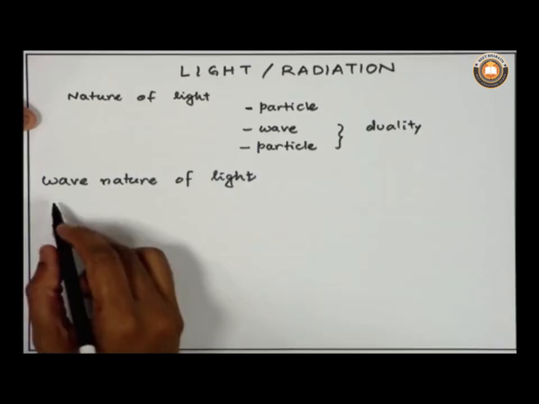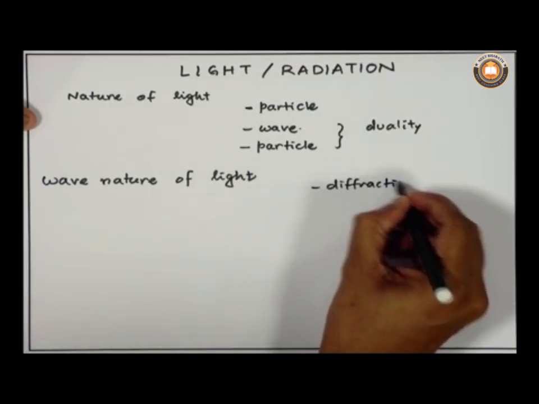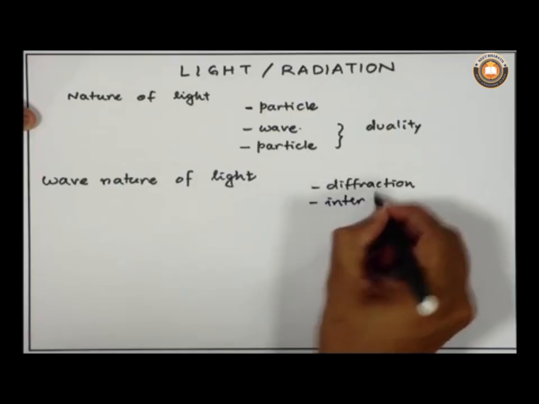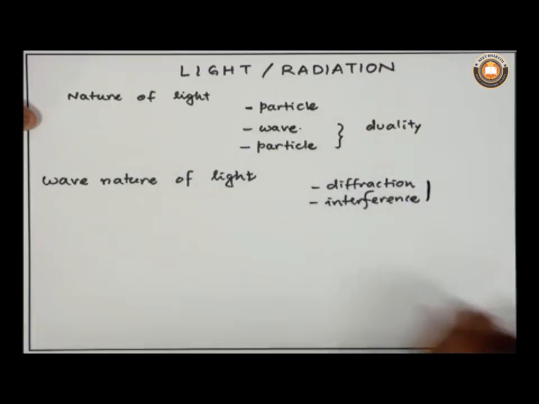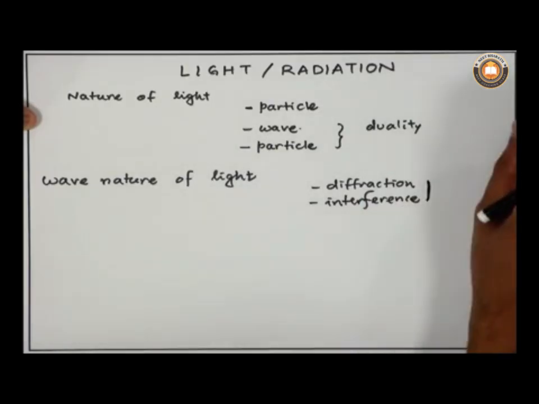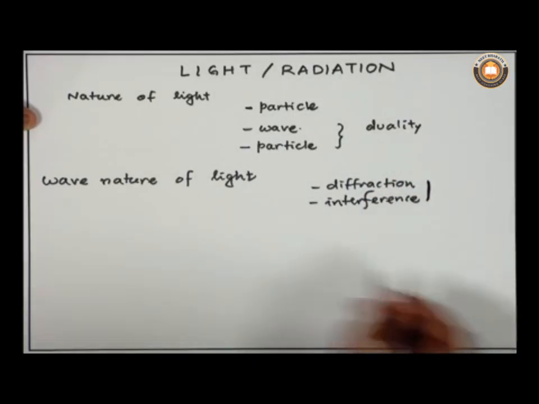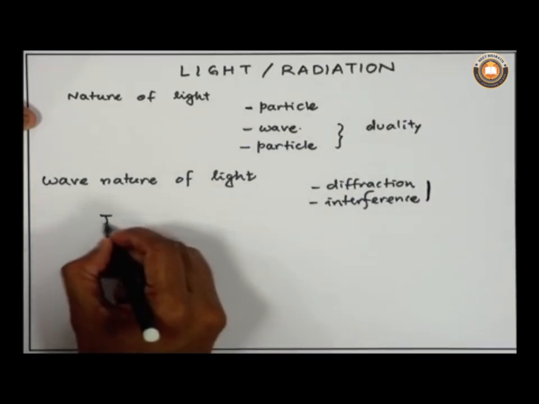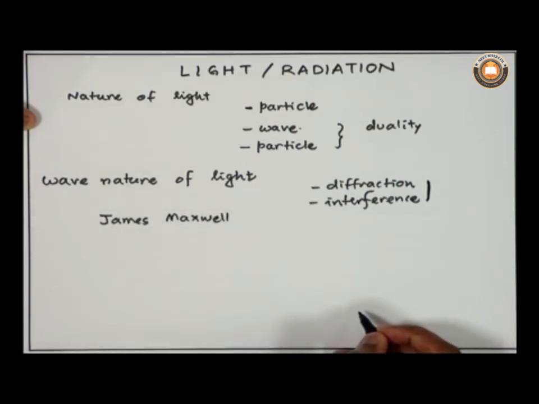As I said, light was believed to be a wave because it showed diffraction and interference, and these features are typically seen in waves. In fact, for some time light was believed to be a transverse wave because its properties matched with many other transverse waves. But after some time, James Maxwell suggested that, well, light is a wave, but it is a special kind of wave. It is not an ordinary transverse wave.